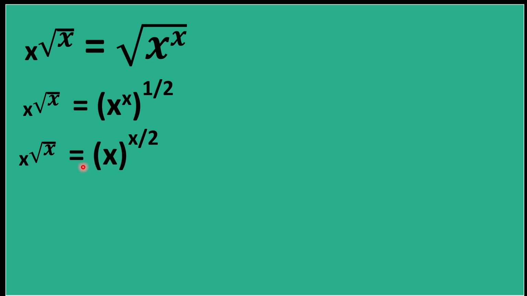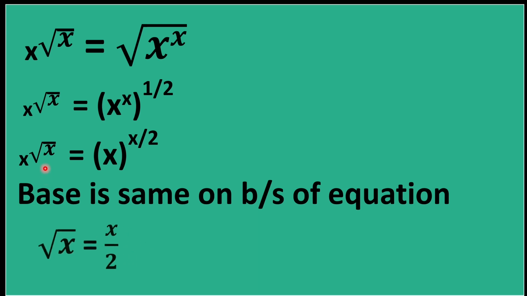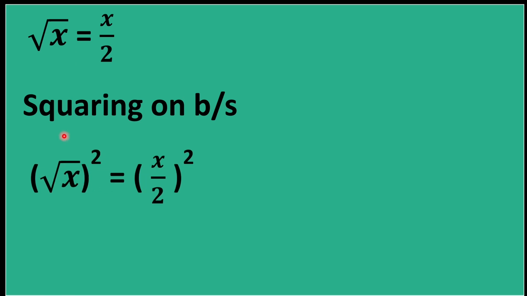Now if we look over here, we have the same base on both sides of the equation, that is x equal to x. So we can compare the power or exponent of the equation. So let's compare the exponents, which will become square root of x equal to x divided by 2. And now we will take square on both sides. So after taking square on both sides, this square will cancel this square root. So this will become x, and this will become x squared divided by 4.